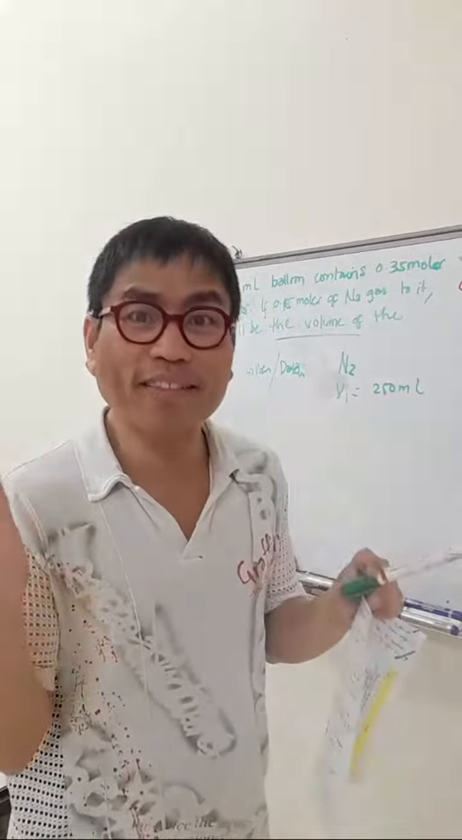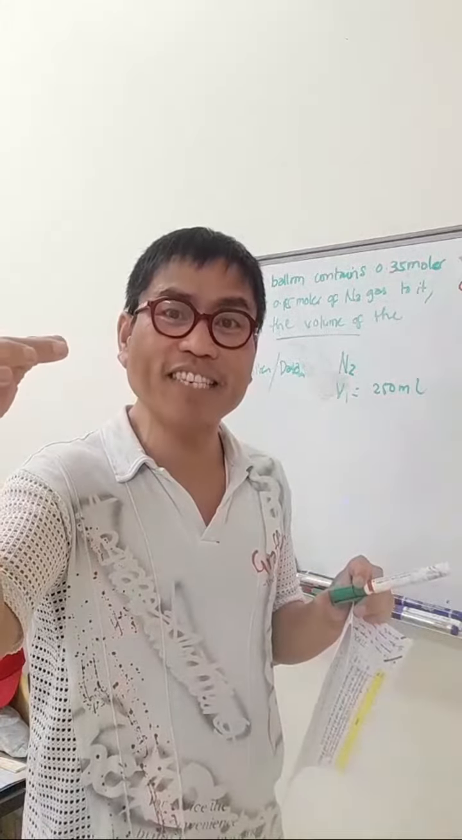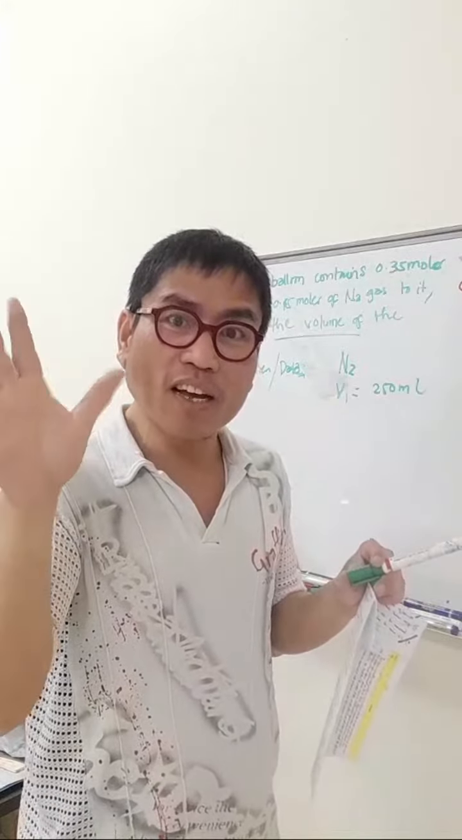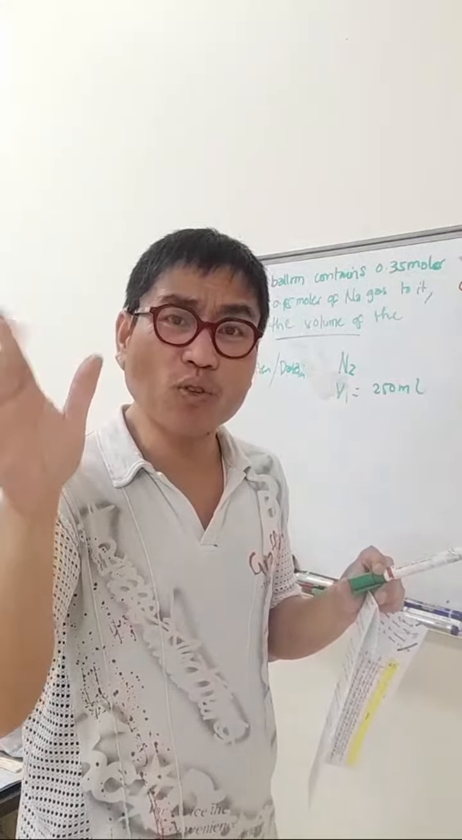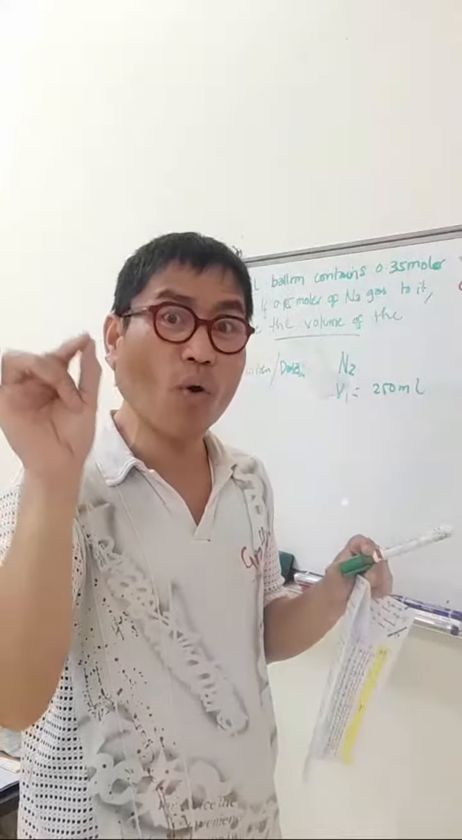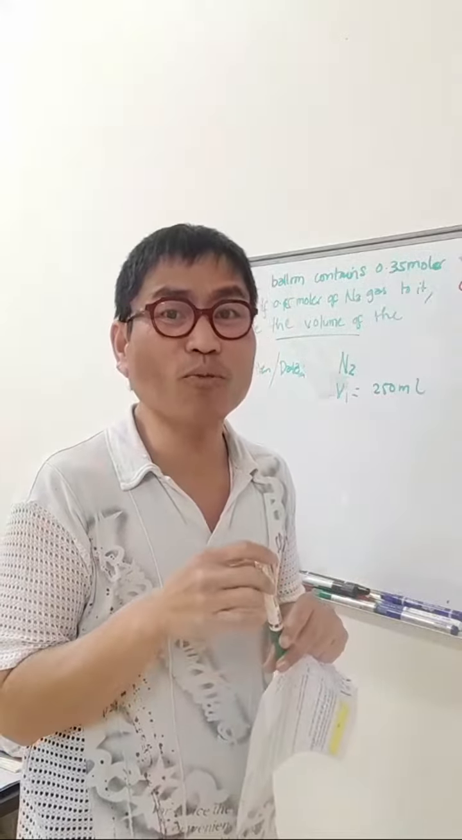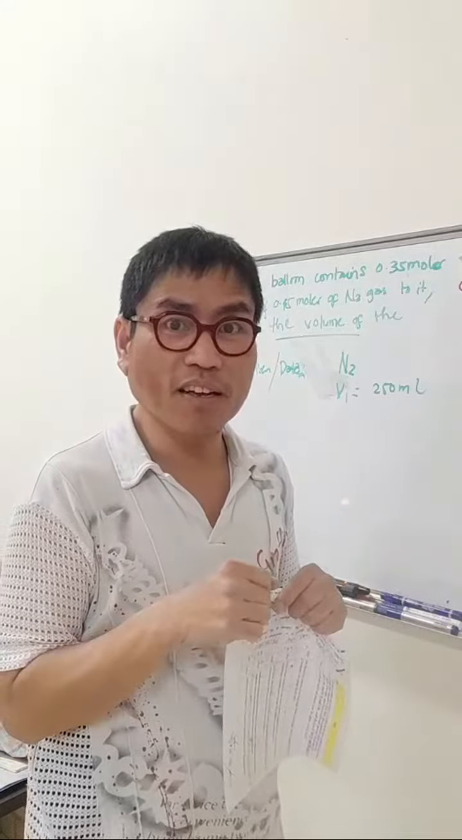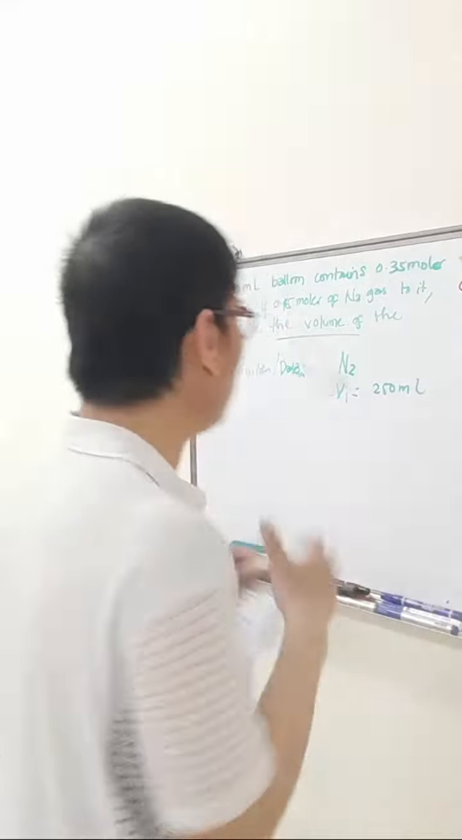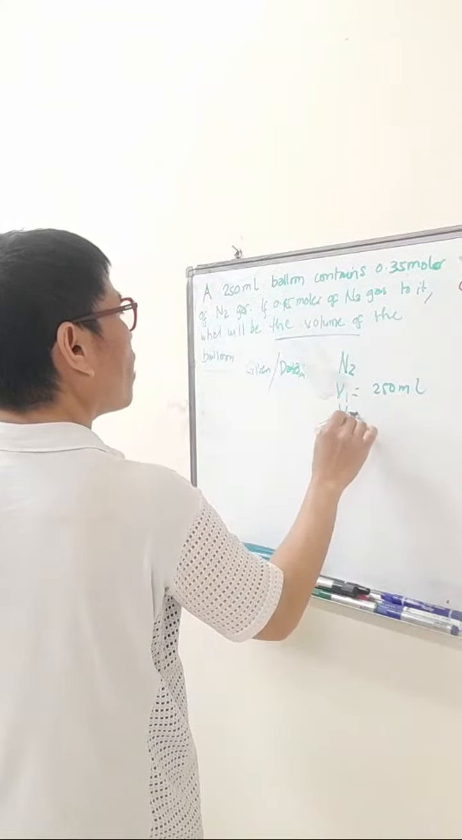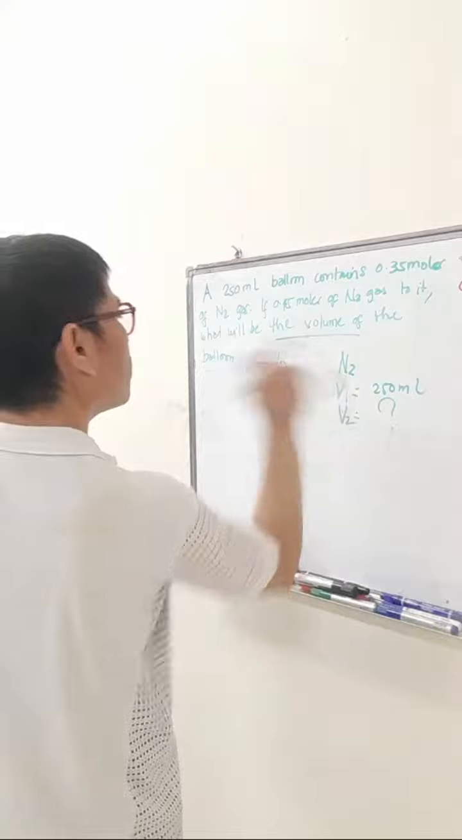We do not wait for the hint, H-I-N-T. We don't wait for the clue, C-L-U-E, in order for us to determine that this is the final volume that we are trying to solve. We don't have to be literal always. You get the point in solving the problem. So that's going to be V2 or VF, final. So I have to put a question mark.